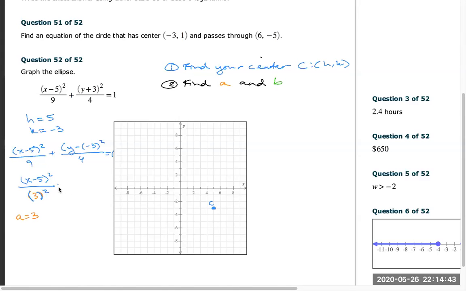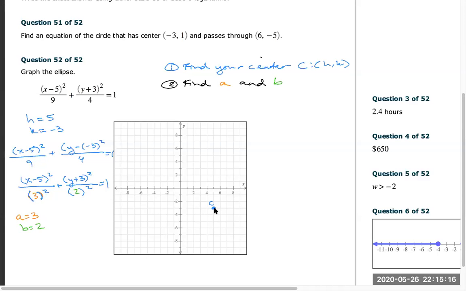Now I have my y plus 3 squared divided by, what am I squaring to get 4? 2. So that tells me that B is equal to 2. Do I care which one's semi-major or semi-minor at this point? No. Once you start graphing, you will figure out which one is major and minor, but think of major as the larger one, right?